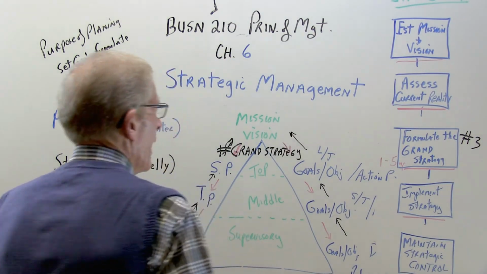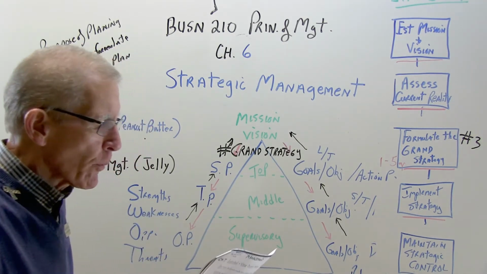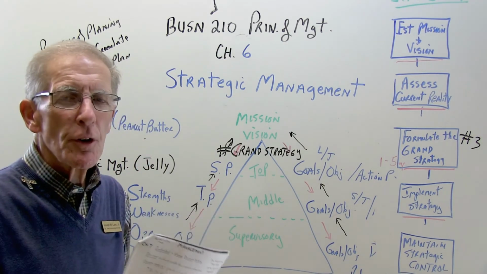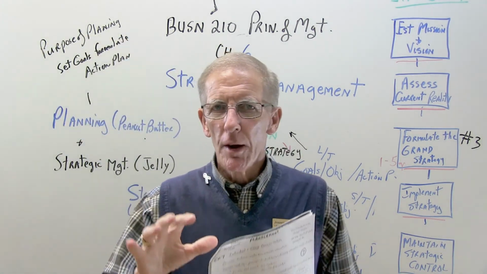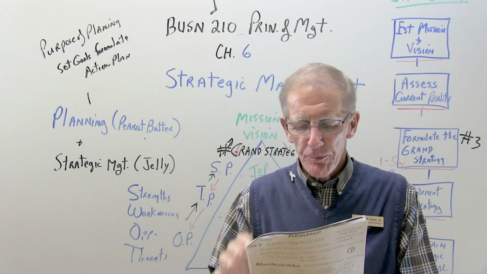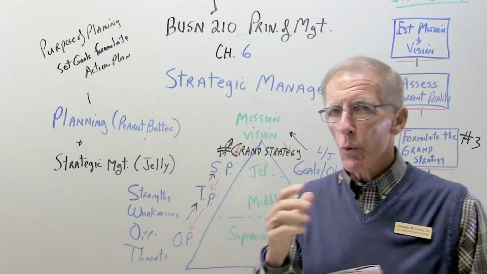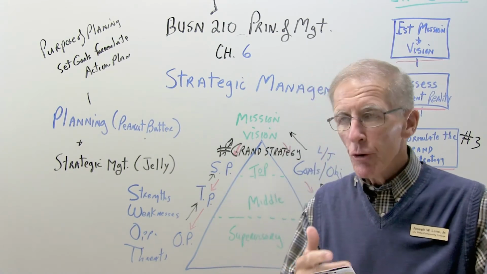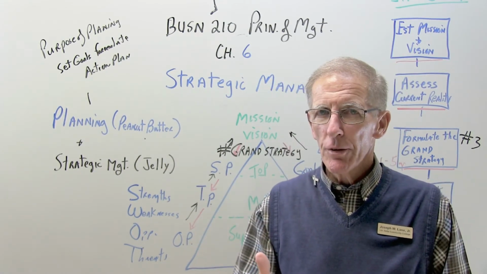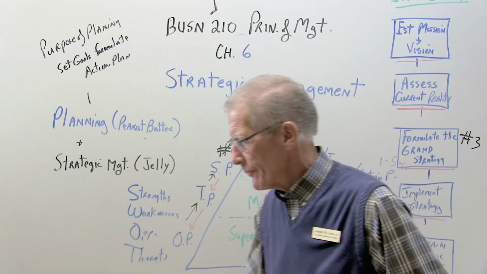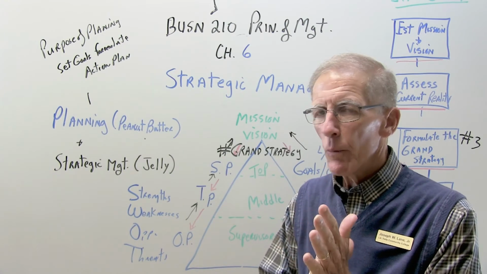All right. Now let's go to formulating the grand strategy. The three most common grand strategies. I think this is really going to help us fit this in. The three most common grand strategies are growth strategies, stability strategies, and defensive strategies. All right. Let's use some examples that will help us.